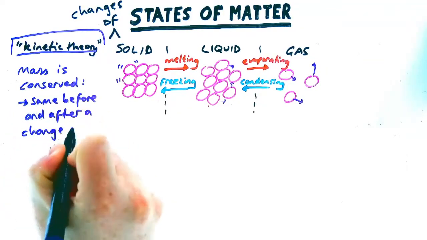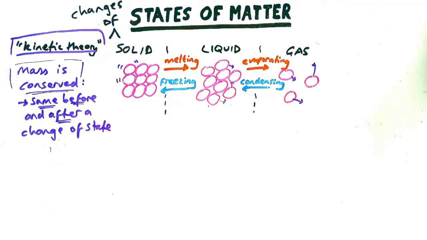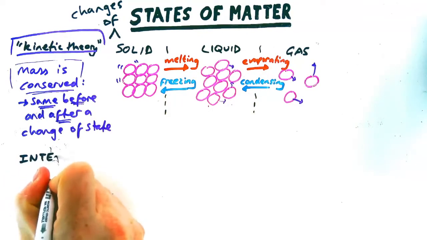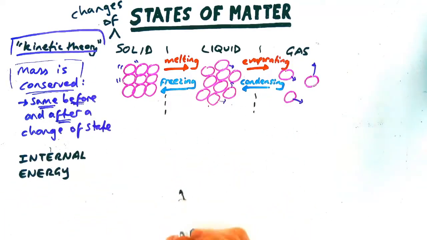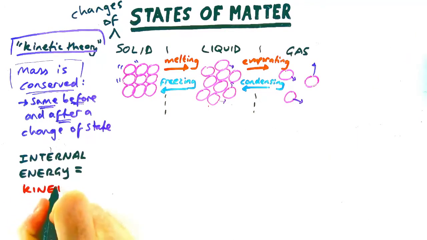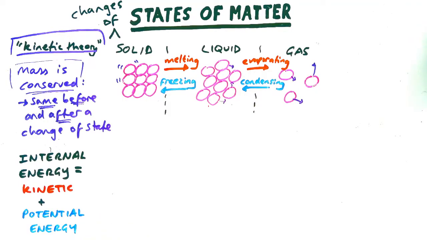You don't lose mass. So it's the same before and after a change of state. Now, one thing we could talk about when we talk about change of state is the idea of internal energy. Internal energy means the energy contained within the particles of a substance, and it's made up of kinetic and potential energy.